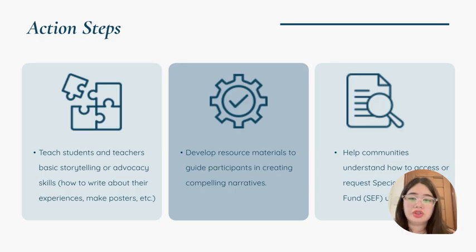Some action steps for this is to teach students and teachers basic storytelling or advocacy skills like how to write about their experiences, make posters and make videos, etc. And develop resource materials to guide participants in creating compelling narratives about their experiences and what they need, and by helping communities understand how to access or request for their special education fund from their local government. So training programs have been shown to increase civic participation among youth, and it enhances their ability to advocate for educational improvements.